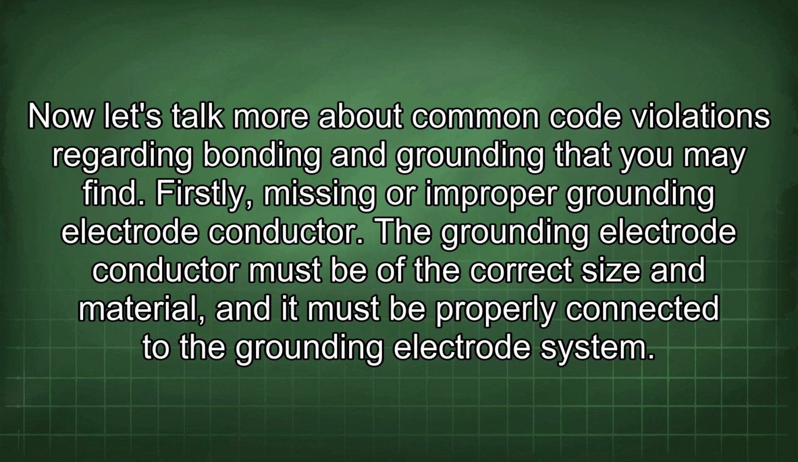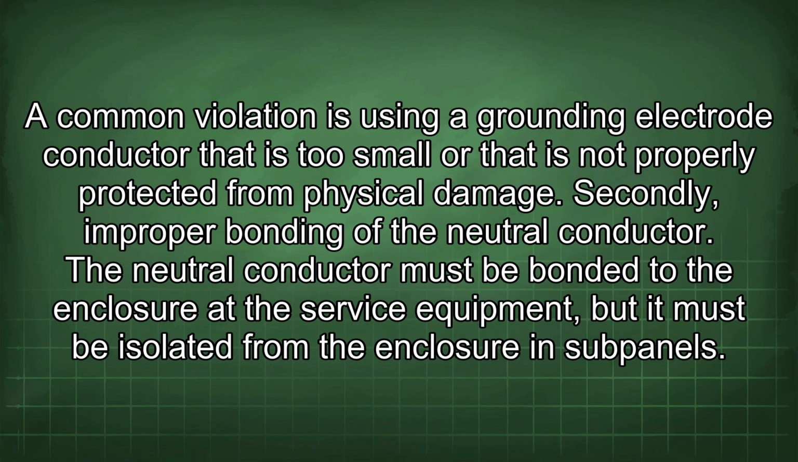Now let's talk more about common code violations regarding bonding and grounding that you may find. Firstly, missing or improper grounding electrode conductor. The grounding electrode conductor must be of the correct size and material, and it must be properly connected to the grounding electrode system. A common violation is using a grounding electrode conductor that is too small or that is not properly protected from physical damage.